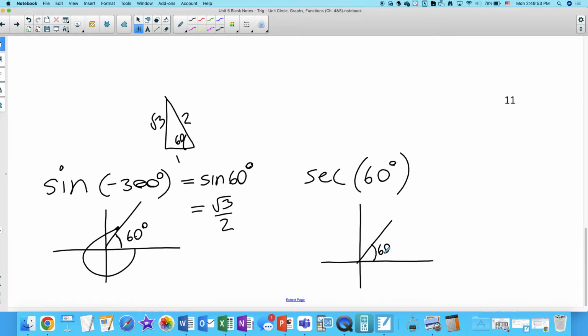What is secant the reciprocal of? Cosine. Yeah. So cosine of 60 is 1/2. What's the reciprocal of that? 2.